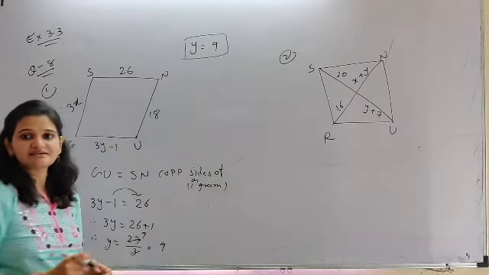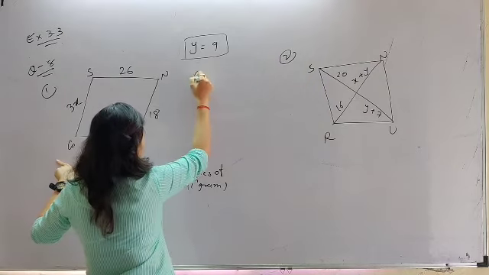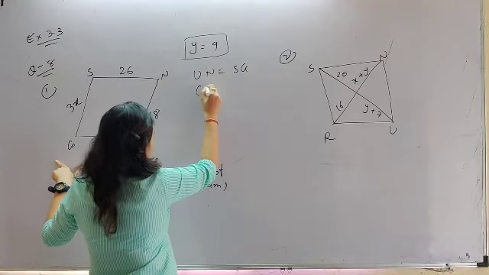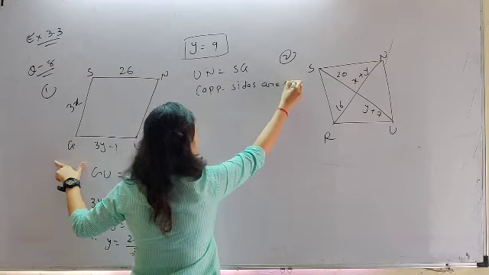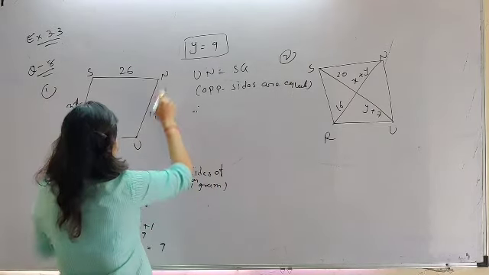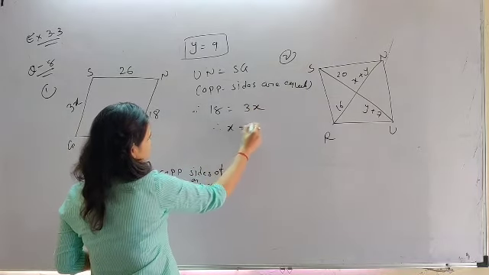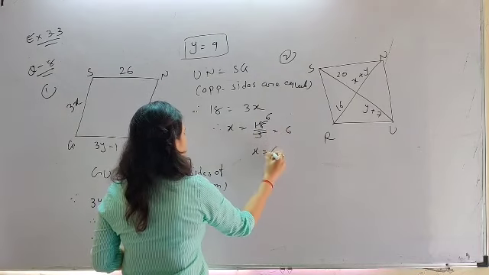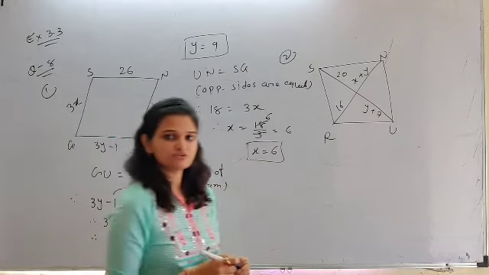Similarly, opposite sides are equal. That means UN is equal to SG. So UN is same as SG. Opposite sides are equal. UN is equal to 18. SG is equal to 3x. So x will be 18 upon 3, 6. So x is equal to 6. So y is equal to 9 and x is equal to 6.